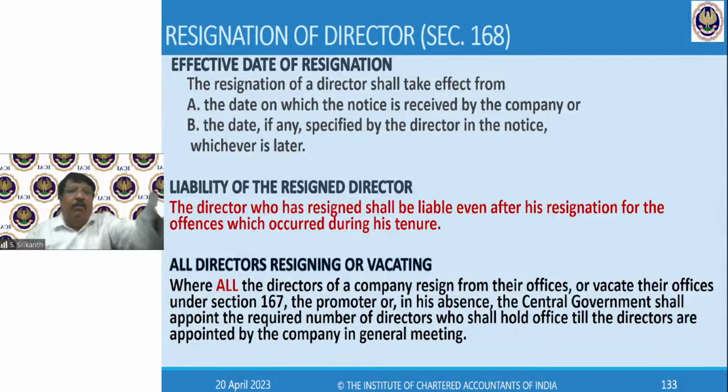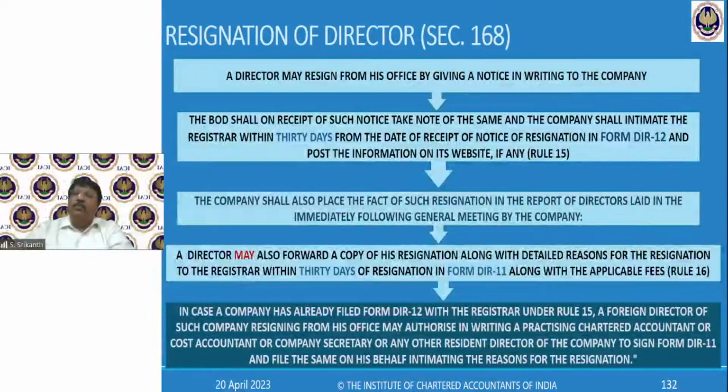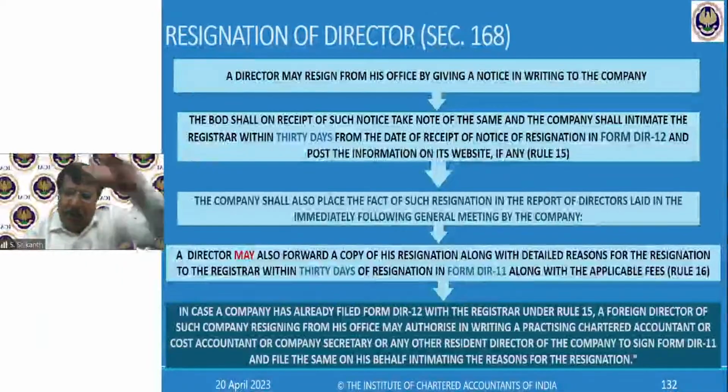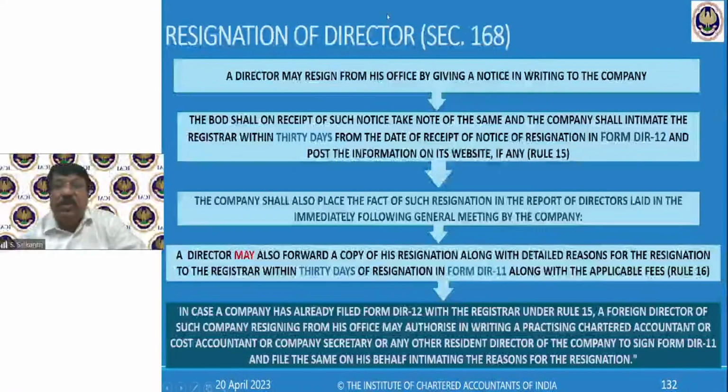So that is the date of resignation. From that day, within 30 days, intimation has to be given by the company in DIR 12. Whether they give it or not, the director may also file DIR 11. Company shall file DIR 12, no doubt. Director may also file. If he does not want to file, no problem. But he may file. So this is shall, this is may.